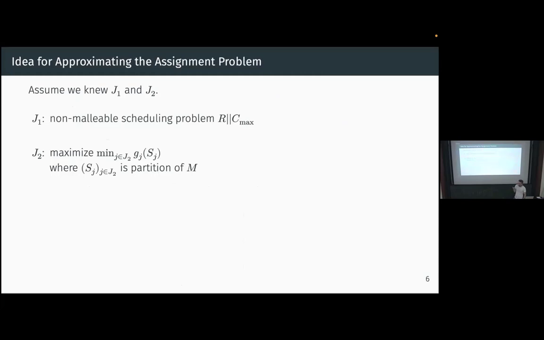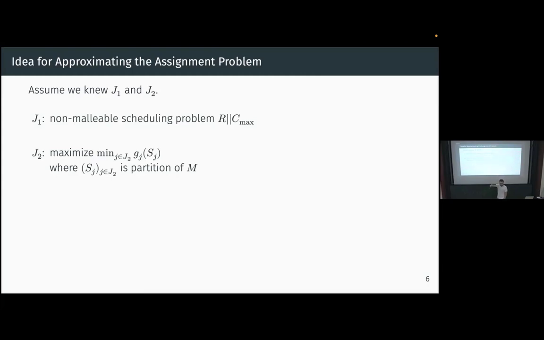Then what we could do is schedule the jobs in J1 just using some classic scheduling algorithm, right? So for non-malleable scheduling, Papadigenopoulos gives us a 2 approximation for scheduling on unrelated machines. So we can handle those jobs. And for the remaining jobs, what we would like to do is find a partition, because every machine should only get 1 job.